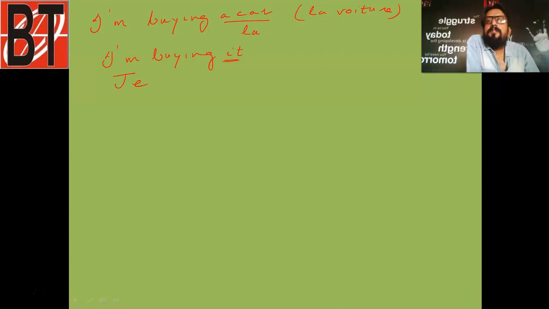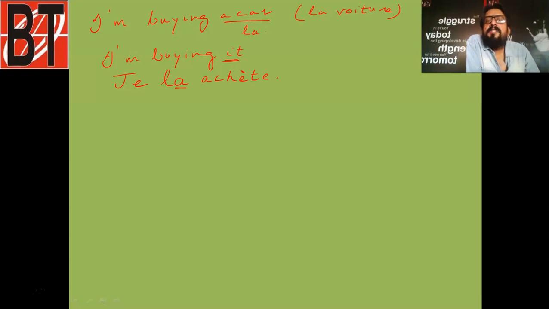I am buying a car. Now this car is feminine, so I will write la voiture. So instead of car I will use la. And I am buying it. So it is je, and car is feminine, so you use la, and the word is achète.